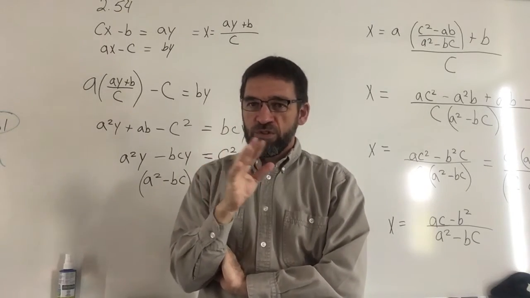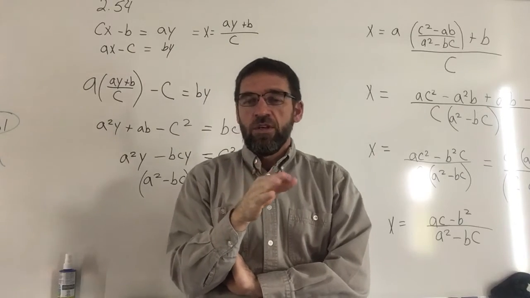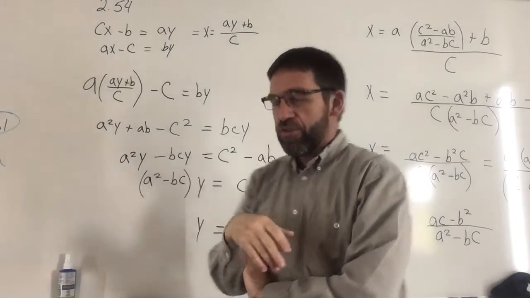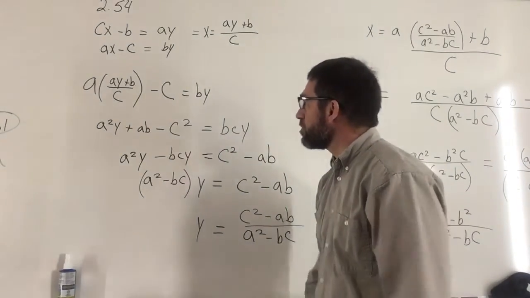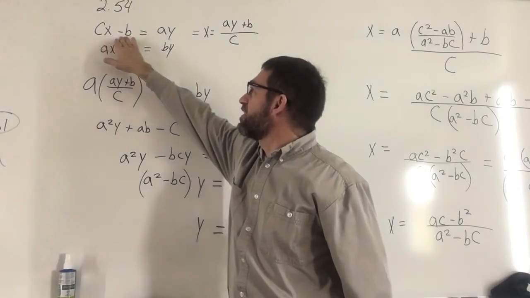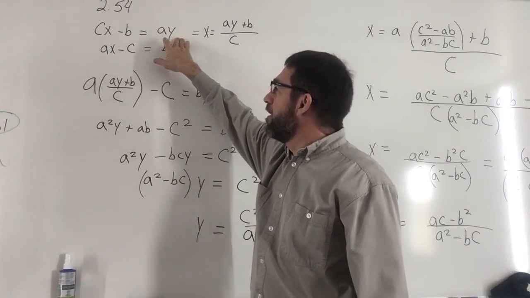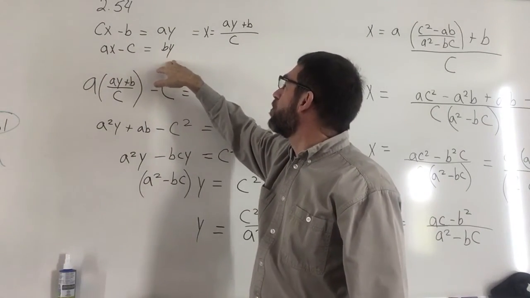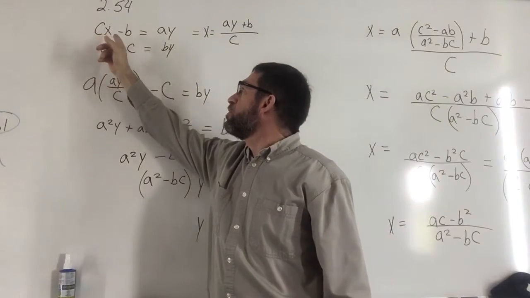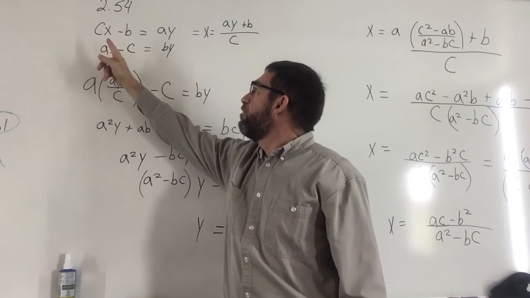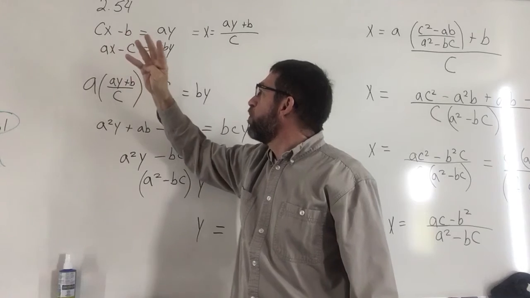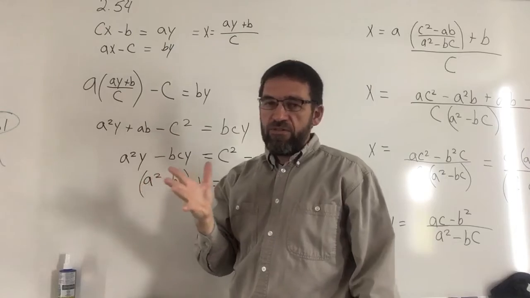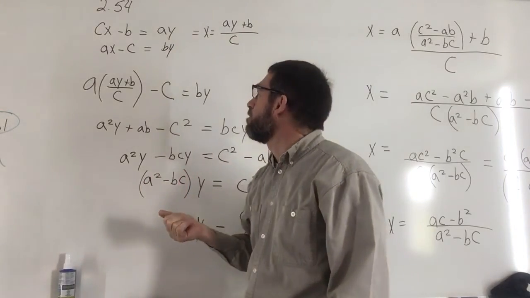Now, I'll try to walk you through some of these steps. I'm not going to go in every detail. You can stop the video and you can look at it and figure out exactly how we went. Okay, we start out with cx negative b equals ay. And then you got ax negative c equals by. So if you stop and look, we have 1, 2, 3, 4. No, here's y. So we have 5 variables, if I can say it correctly.